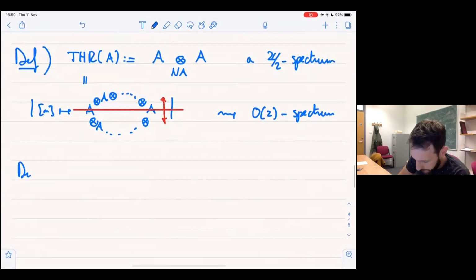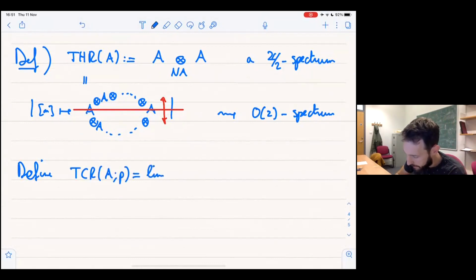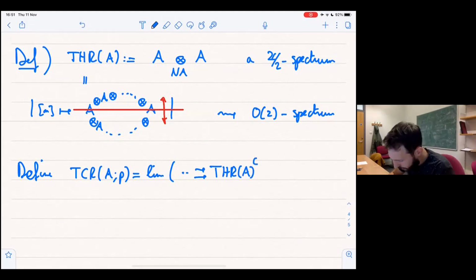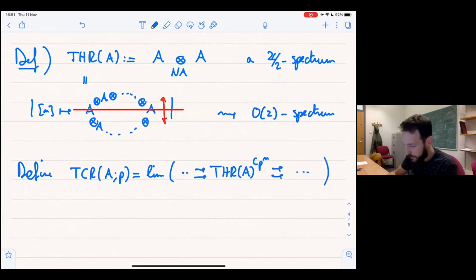So you define real TC at a prime, basically as the same limit, just now everything happens in the category of Z2 spectra. So you can take THR. So this is an action of O2, and you take the fixed points by some cyclic group. And this is an action of the Y group. And so you see this reflection still acting on these fixed points.